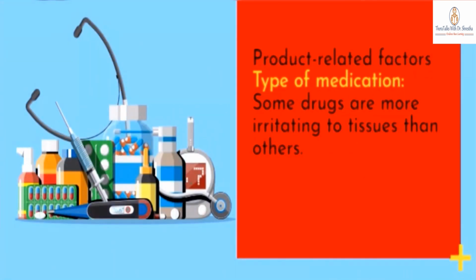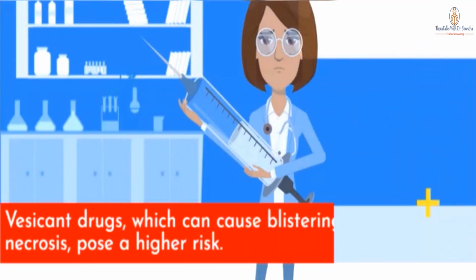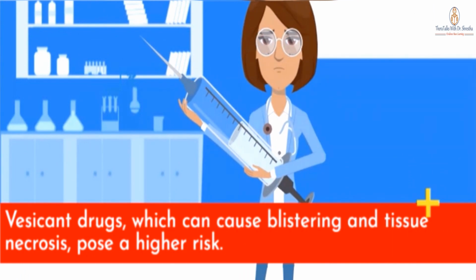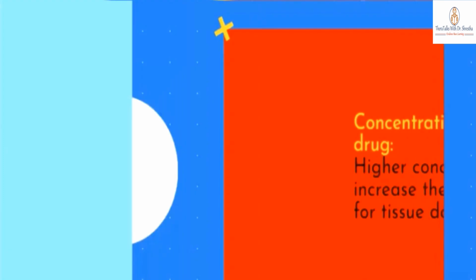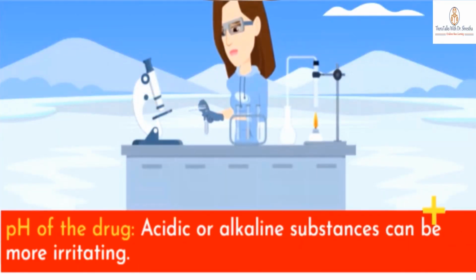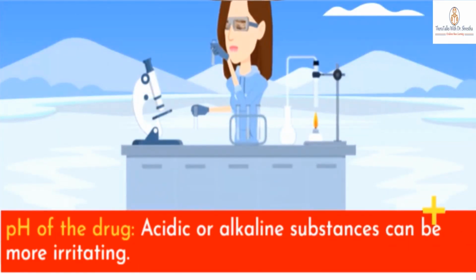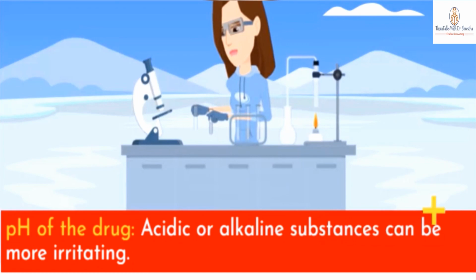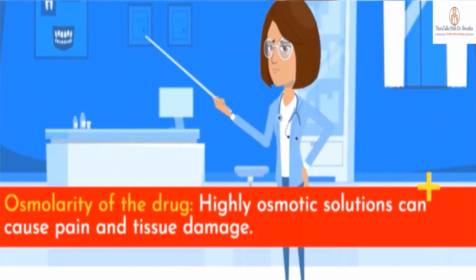Product-related factors: type of medication. Some drugs are more irritating to tissues than others. Vesicant drugs, which can cause blistering and tissue necrosis, pose a higher risk. Concentration of the drug. Higher concentrations increase the potential for tissue damage. pH of the drug. Acidic or alkaline substances can be more irritating. Osmolarity of the drug. Highly osmotic solutions can cause pain and tissue damage.